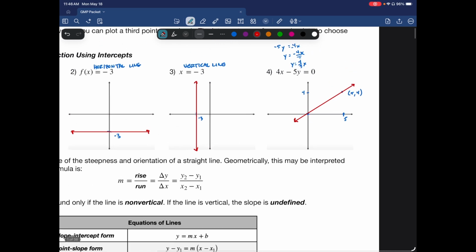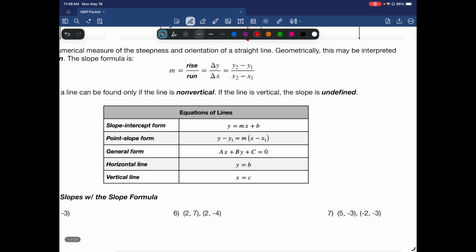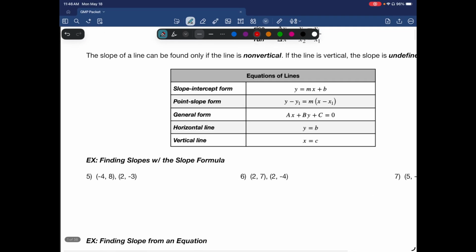And then as you saw on number 4, both the x's and the y's are on the same side. That is your typical general form, sometimes referred to as standard form, where everything's on the left side, and it's either set equal to 0 or set equal to a constant term. So just keep that in mind.